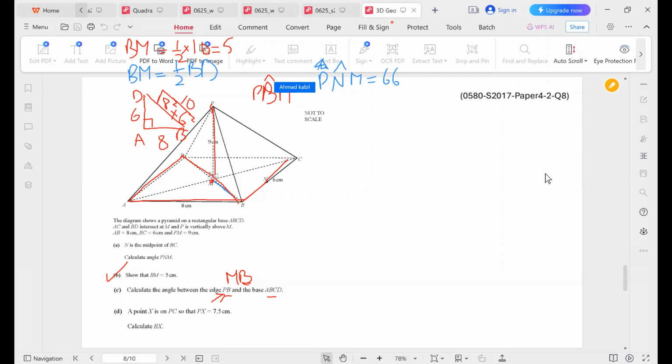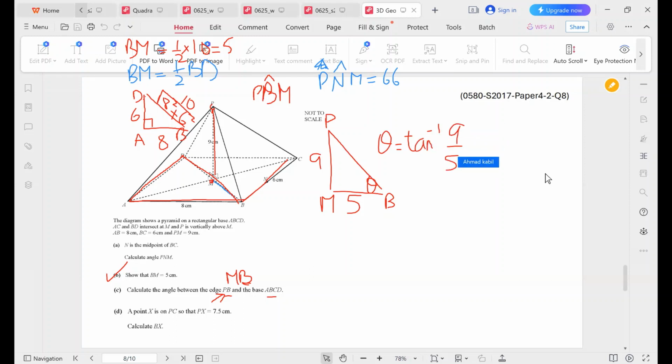We draw triangle PBM to figure this out. PBM. We know that PM is 9. We already calculated BM as 5, and we want theta here. So theta is equal to tan inverse, or shift tan, opposite over adjacent.